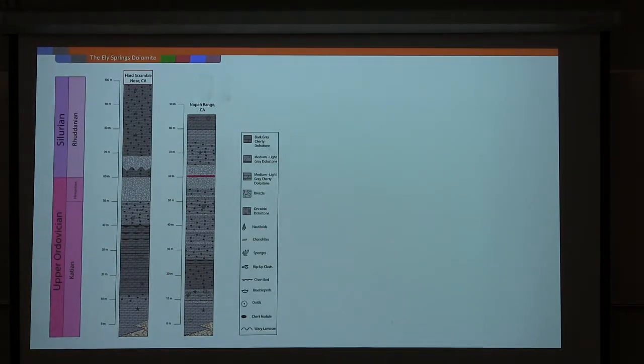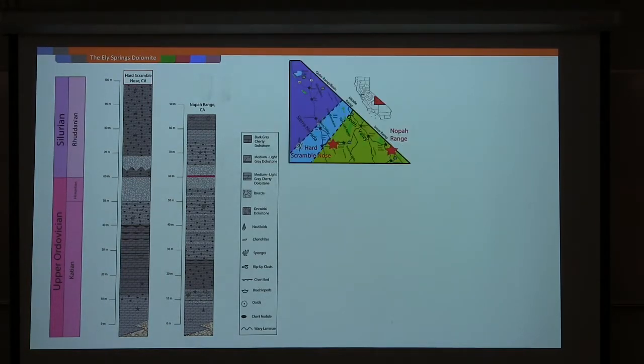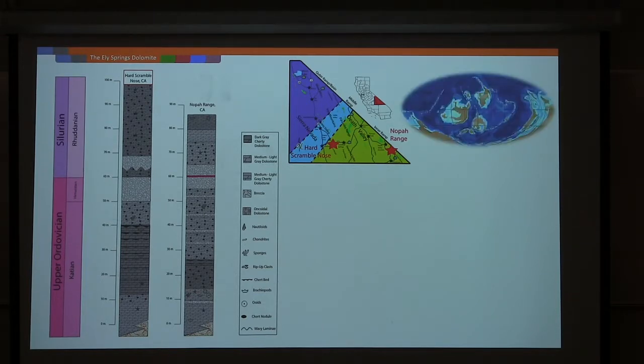So let's take a look now at our actual study localities. We have the Hardscrabble Nose on the edge of this middle to inner carbonate ramp depositional environment. We have the Nopah Range, which is situated in this more inner carbonate ramp depositional environment. If we look at the late Ordovician world, our study localities would be located where this star is, on the western margin of Laurentia.